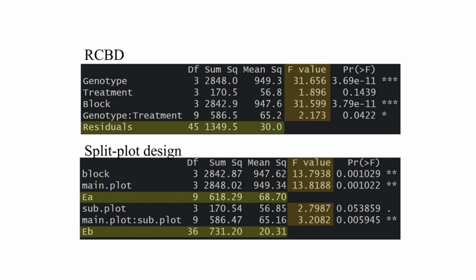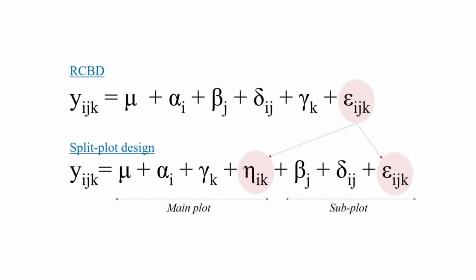The F ratio of treatment in split plot design was increased to approximately 2.79, and the F ratio of interaction between treatment and genotype was also increased to approximately 3.20 compared to RCBD, where F ratios in treatment and interaction are 1.89 and 2.17, respectively. This is due to the decreased MSE in the subplot. The main benefit of split plot design is to split the variance of errors as error A and B, which increases the significance of the subplot and the interaction between main and subplot.